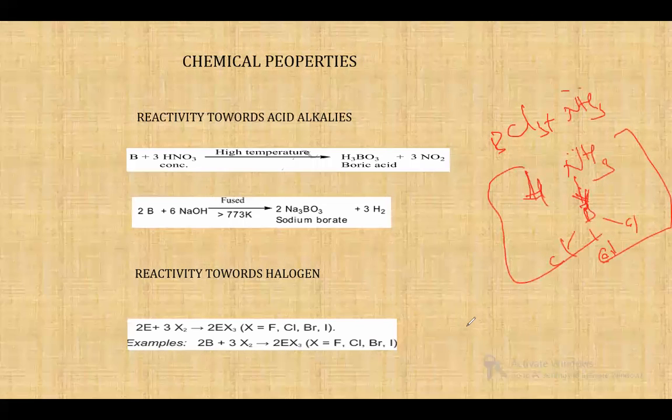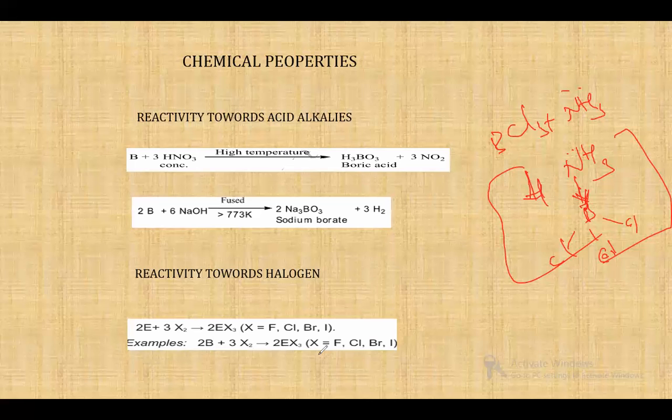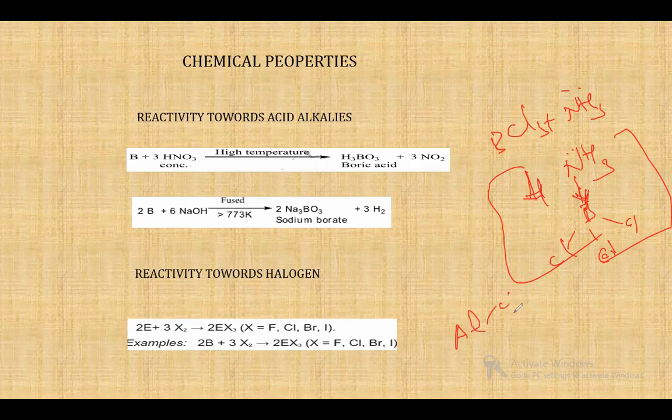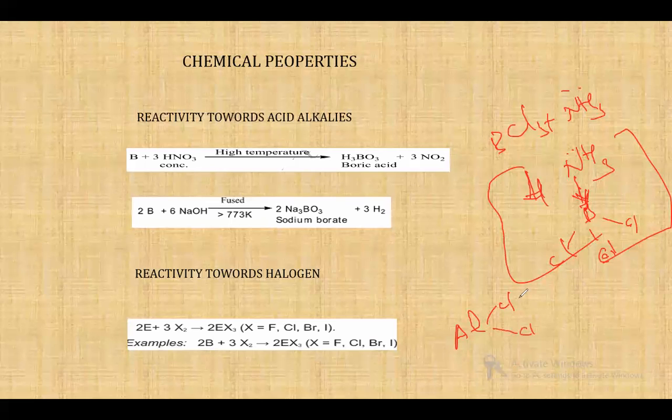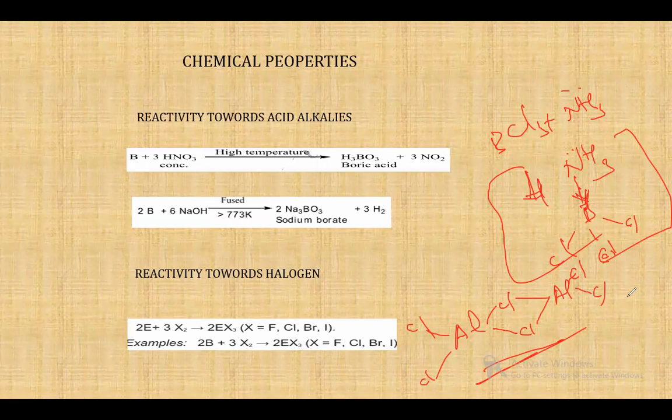As aluminum reacts with chlorine, it exists as a dimer to attain stability. It is also a Lewis acid, forming a bridge structure: aluminum, chloride, aluminum again, chloride. Here is aluminum, the chloride, and these two sides are also chloride. This is how it will exist. These are the reactivity patterns we discussed.